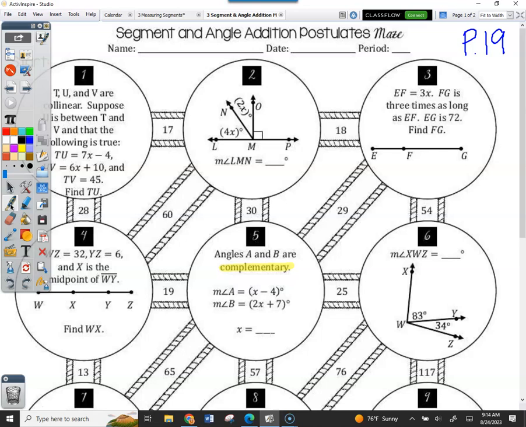In math, though, complement, and we're going to get here next week or possibly tomorrow, complement means the two angles add up to equal 90 degrees. So it means angle plus angle equals 90 degrees. So they're secretly giving you the equation there. They're saying angles A and B are complementary. Okay, that means angle A plus angle B equals 90. There's your part, and your whole.